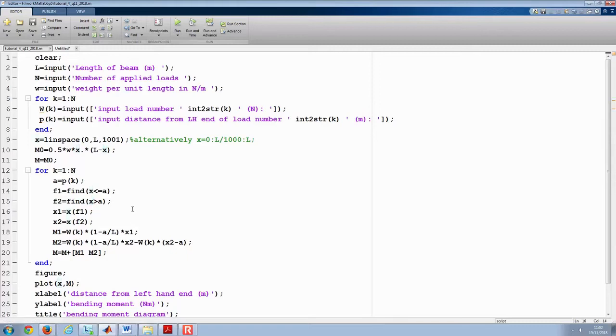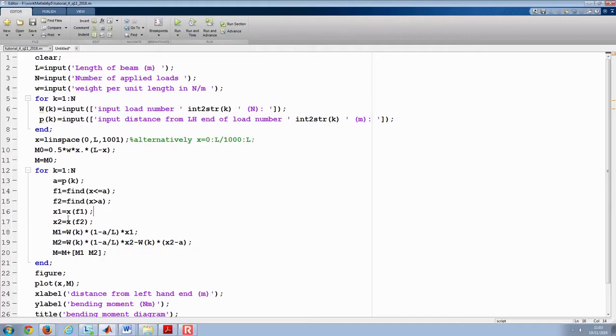Now the x coordinates themselves, remember f1 and f2 are vectors of indices. The sub-vectors of x that are respectively to the left and to the right will be given by x of f1 and x of f2. So x1 is the vector of the actual values, not their positions, of those elements of x that are to the left of load k, and x2 is the subvector of x containing those values that are to the right of load k.